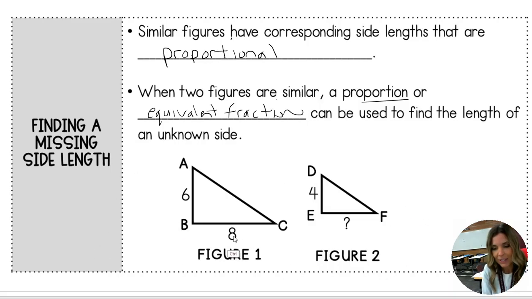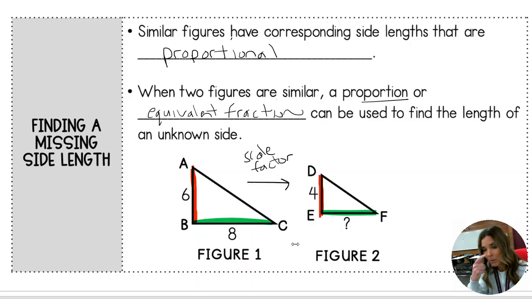So if we have this figure right here, we have two triangles. We know that this side right here, AB, on the smaller similar figure corresponds with this side. And then we know that this side right here, BC, on our smaller figure corresponds with EF. We know that we're going from a bigger figure to a smaller figure, which means our scale factor is going to be a fraction, right? We're going from bigger to smaller. So what we want to know is, what are we multiplying by to get to our new side lengths?